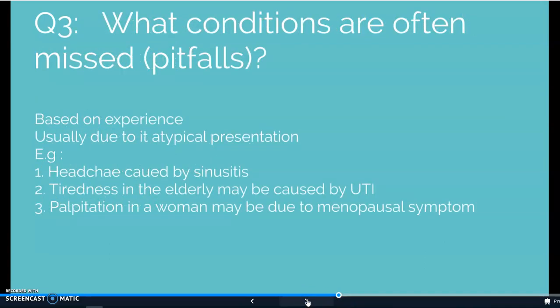Question 3. What conditions are often missed, or pitfalls? This usually is based on your experience. It can be an atypical presentation of a disease. For example, headache can be caused by sinusitis. Tiredness in an elderly lady may be caused by UTI. Palpitation in a woman may be due to menopausal symptom.